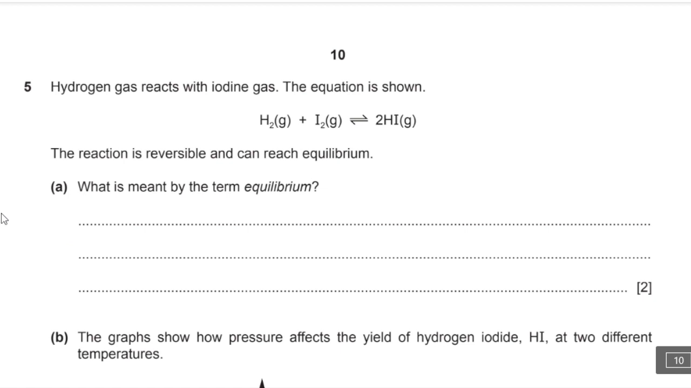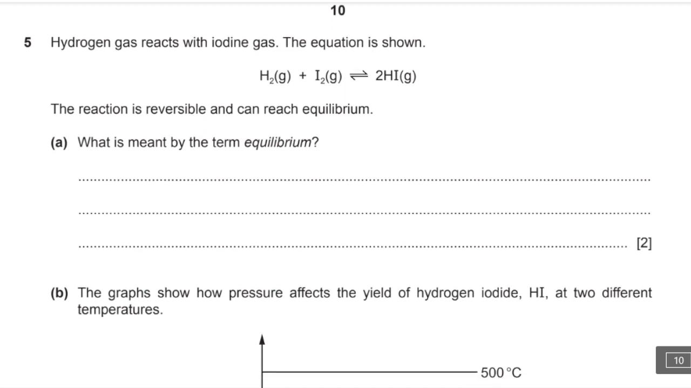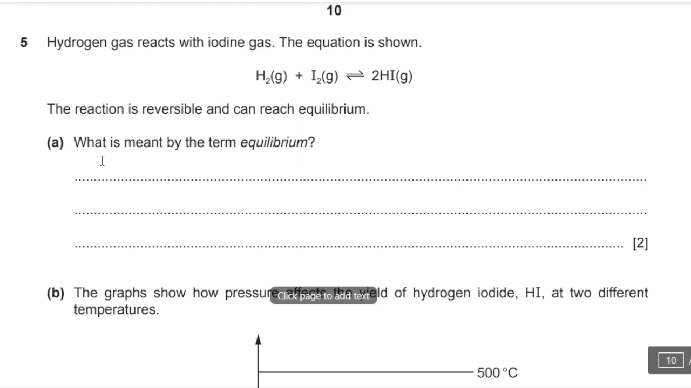5. Hydrogen gas reacts with iodine gas, the equation is shown. The reaction is reversible and can reach equilibrium. A. What is meant by the term equilibrium? Alright, so you write down the definition of equilibrium over here. Just the rate of forward reaction is equal to the rate of backward reaction, and the concentration of products and reactants remains the same at this state.